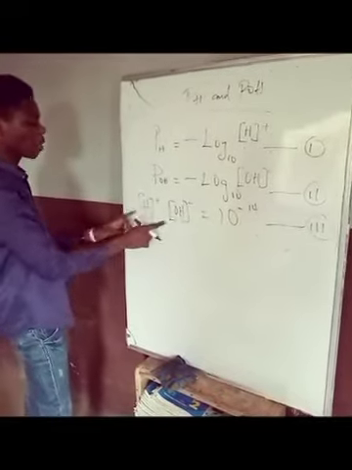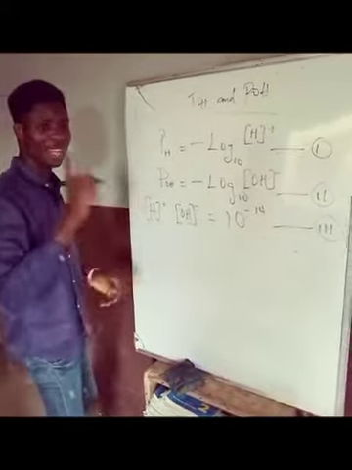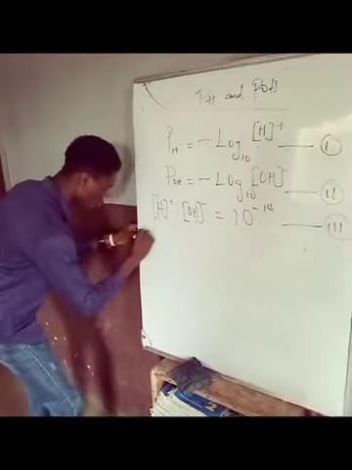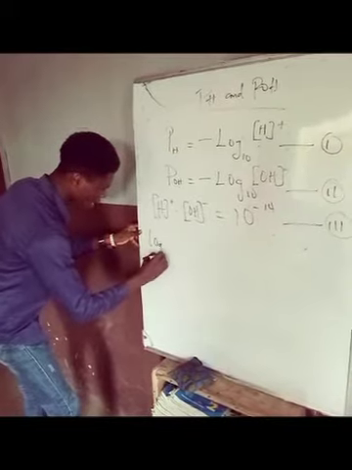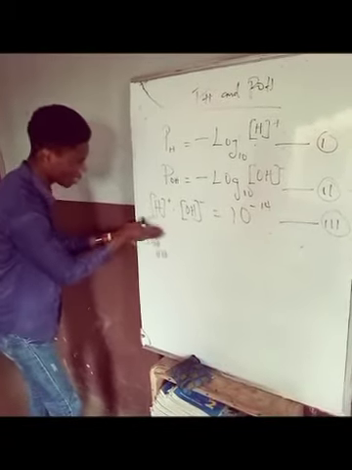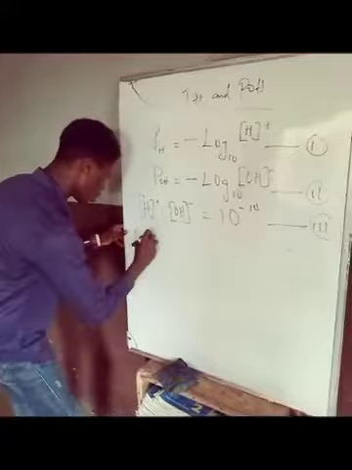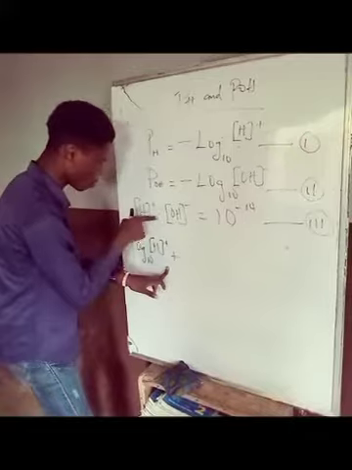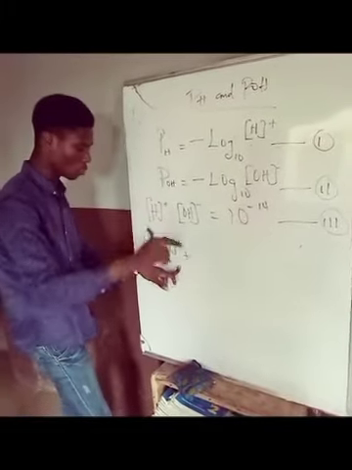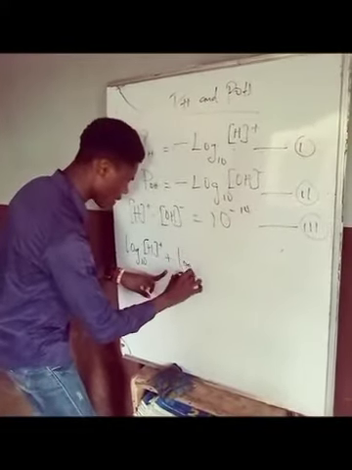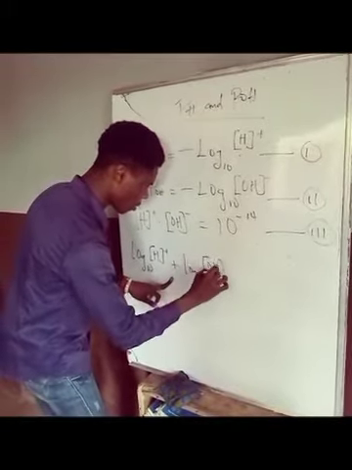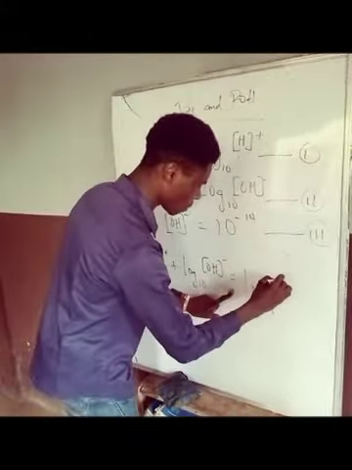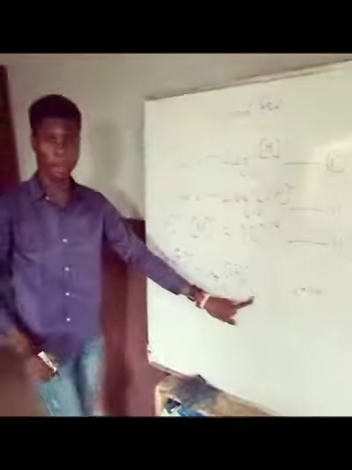So what we're going to do here is take the log of both sides. Don't forget that the log will be to base 10. So we have log 10 of hydrogen ion, taking the log of both sides. In log, multiplication will change to addition, so plus log 10 of hydroxyl ion. So this is equal to log 10 of 10 raised to power minus 14. I hope you're getting my point now.